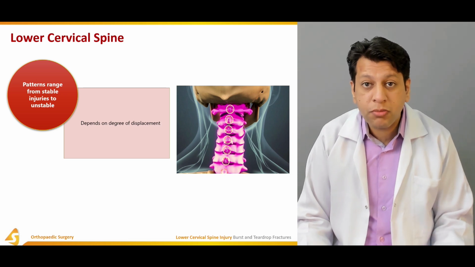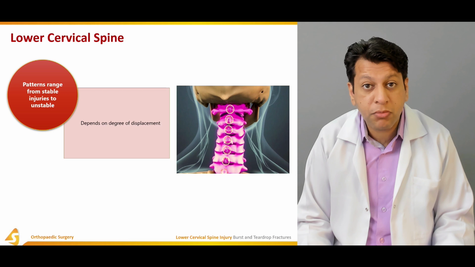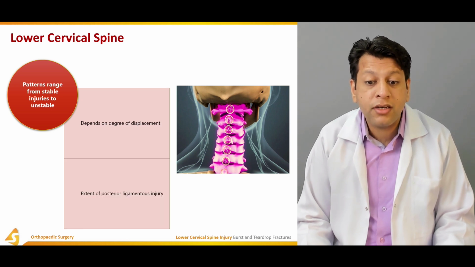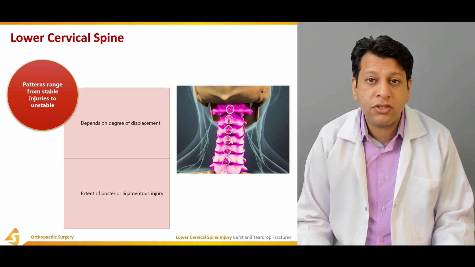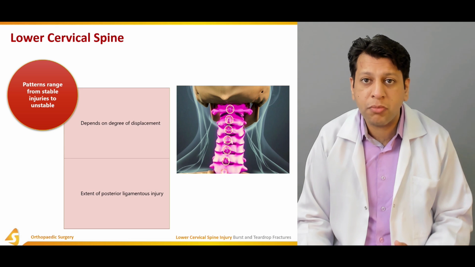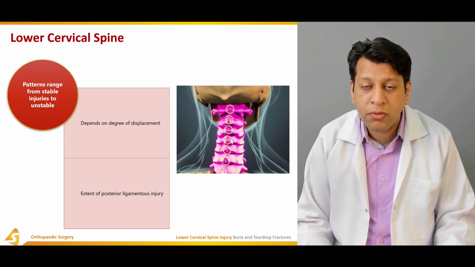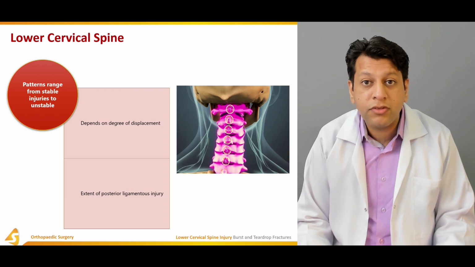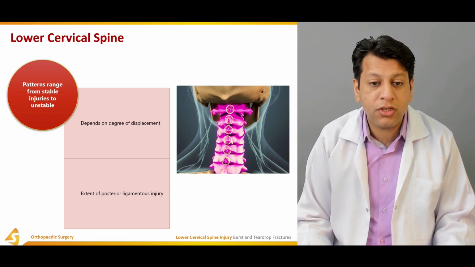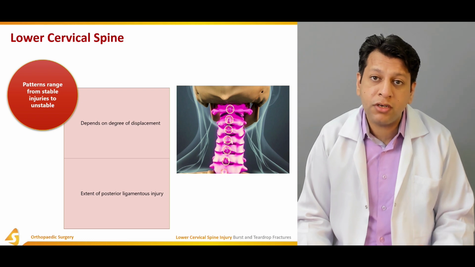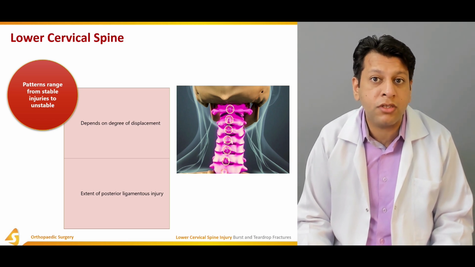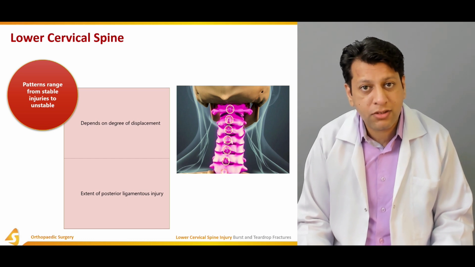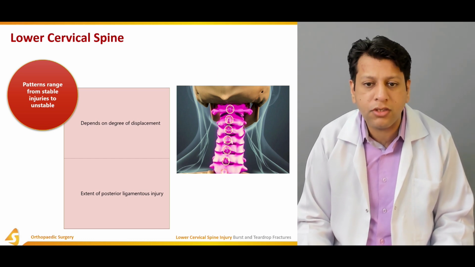And what are the factors which make it unstable? It depends upon the degree of displacement, that is one factor, and the extent of posterior ligamentous injury. If the posterior ligamentous complex is disrupted, that is the supraspinous ligament, the interspinous ligament, and the ligamentum flavum, if these all are disrupted, then most likely this is an unstable injury. And if there is displacement, unless there is disruption of the posterior ligamentous complex, there will be no anterior translation of one vertebra over the other. So if there is translation and there is disruption, most likely it's an unstable injury.